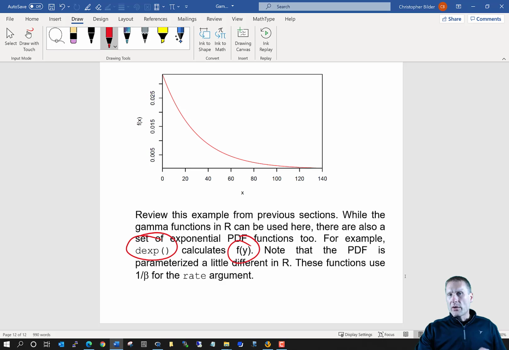But be careful when you use that function. Rather than having the scale argument like we had with the gamma function, it has a rate argument. Actually, the dgamma function does as well. And what the rate argument corresponds to is 1 over our beta. The scale corresponds to beta. So you can get into trouble if you don't pay attention to that relative to how we've defined the PDF. So with that, that concludes this section on the gamma probability distribution.